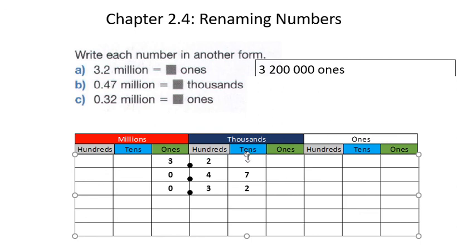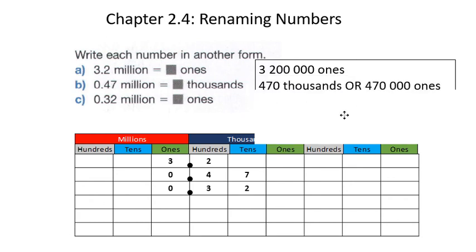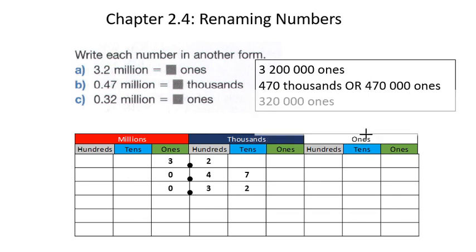If we wanted to, however, we could also look at the number of ones. And we could imagine there are zeros all the way in these placeholders here. So we could give this one two names. We could call it 470 thousands or 470,000 ones.